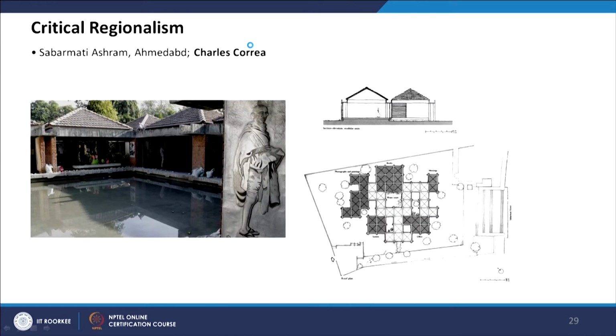Now coming to the Indian context: Sabarmati Ashram, Ahmedabad, by Charles Correa. We have discussed this in neo-brutalist design, because that was the later phase of modernism. Some of the examples can be in the later phases of modernism, which was going towards postmodernism, from in between modern and postmodern, and they can also come in the critical regionalist movement.